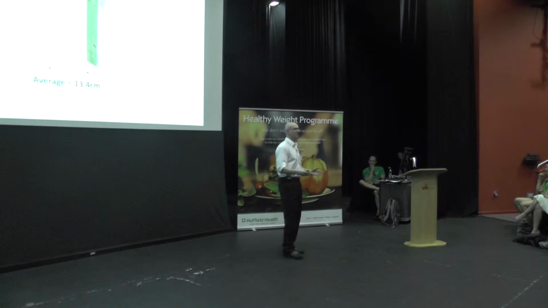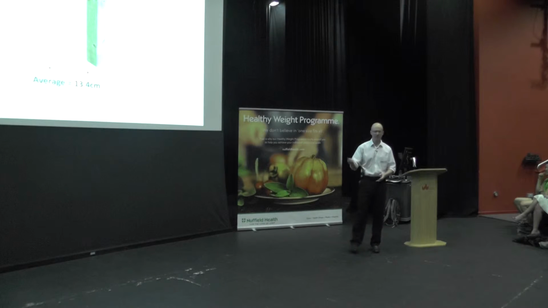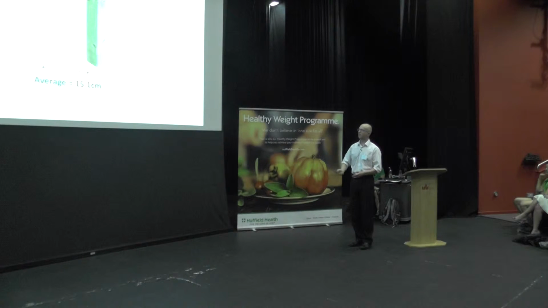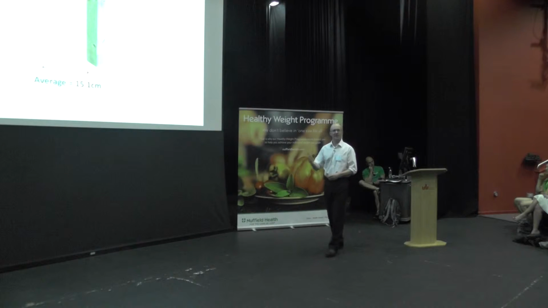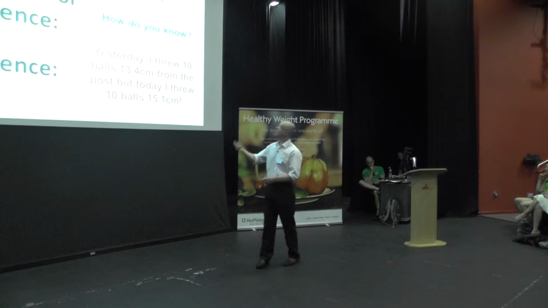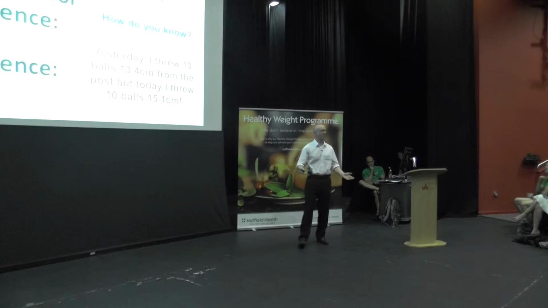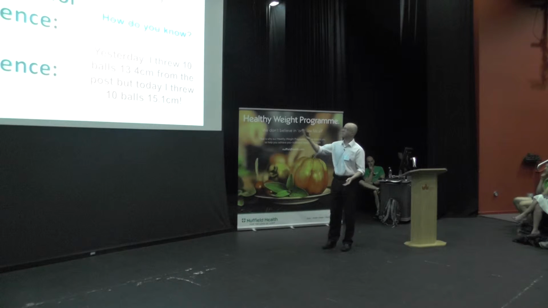Hang on a minute. We measured 20 centimetres one day, 9 centimetres, I got better. And now suddenly I'm measuring 13.4. And then the following day, he does it again. And now the average is 15.1. So suddenly now he's going back to his lab assistants and going, my throwing accuracy's got worse. How did that happen? Why have we suddenly got worse?